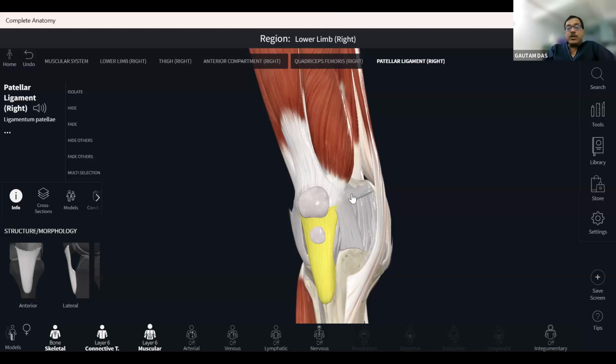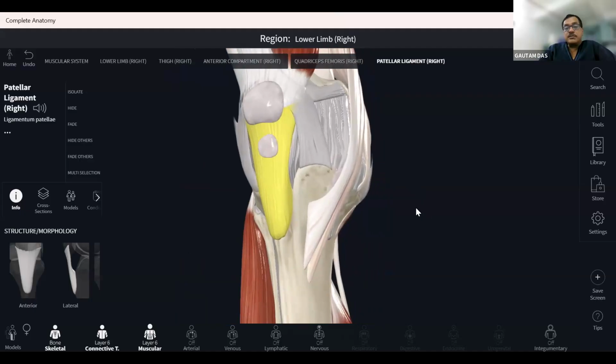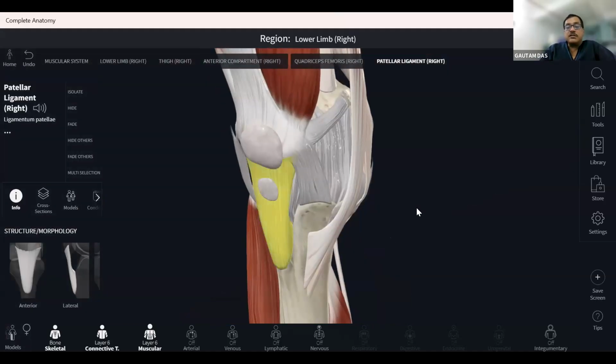This is your patellofemoral ligament. This patellofemoral ligament, I am enlarging it. So the patellofemoral ligament is horizontal. This is patellofemoral ligament. And the medial collateral ligament is again vertical.